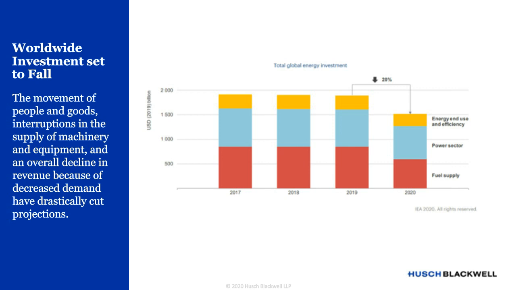If you look at the 4 combined years here, you can see that the power sector and the energy use and efficiency sectors have held relatively steady from 2017 through 2019 and then into 2020, but the biggest hit this year has really been in the fuel supply sector.